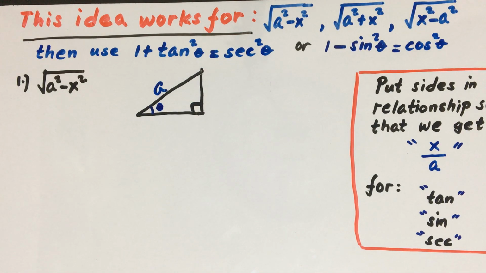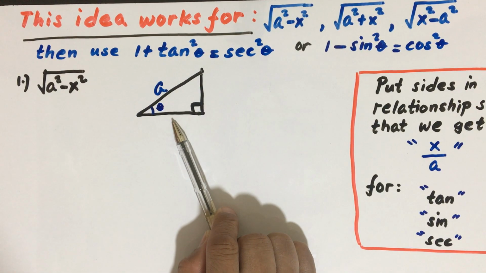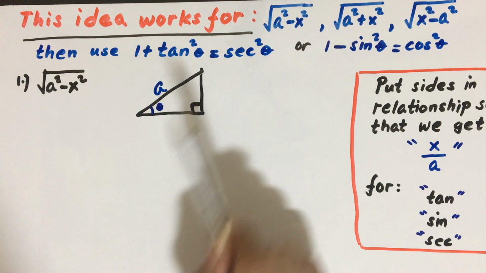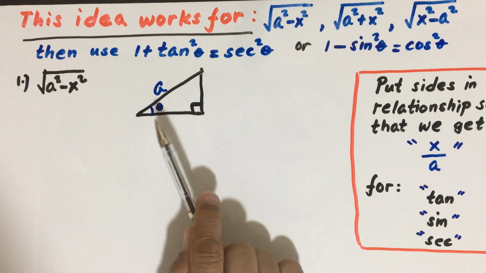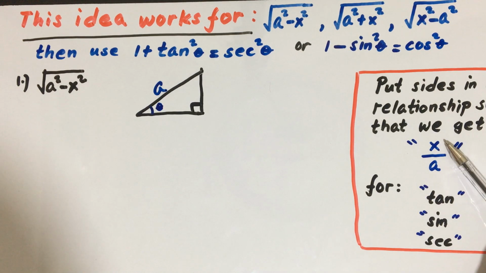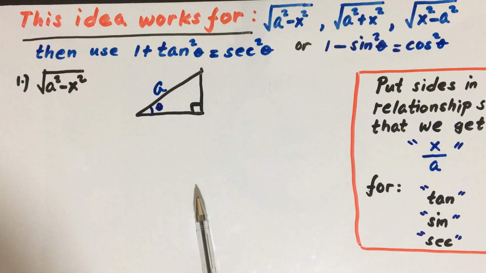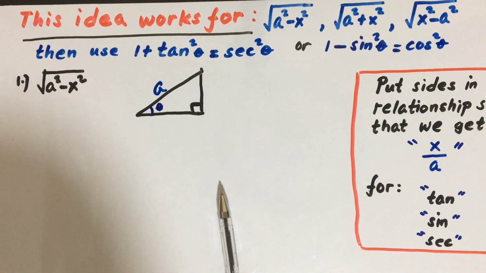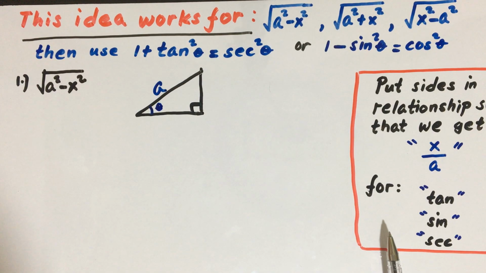So now the question is, which of these legs, or which of these sides should be for x? This side or this side? Take note that our goal here is to get this x over a, x over a for tangent or sine or secant. Okay, so these are the trigonometric functions that will give us a simpler expression for x.